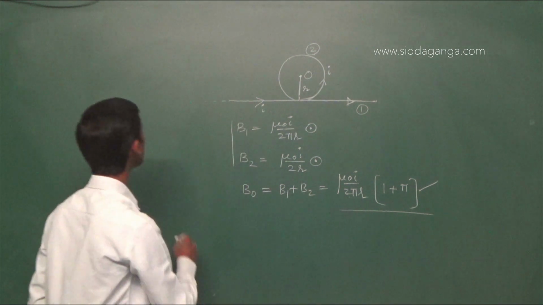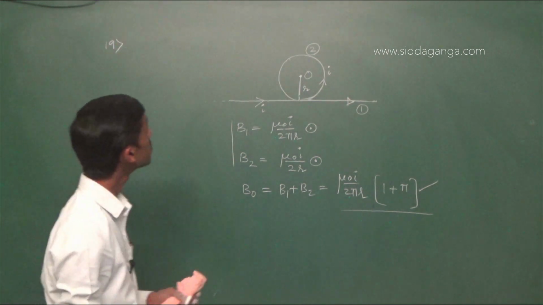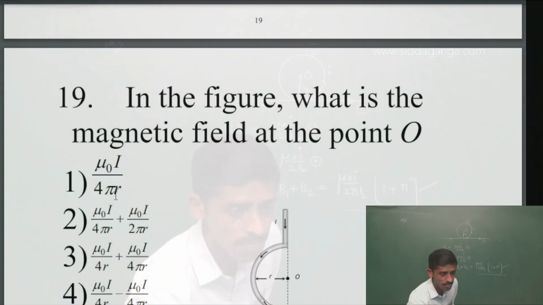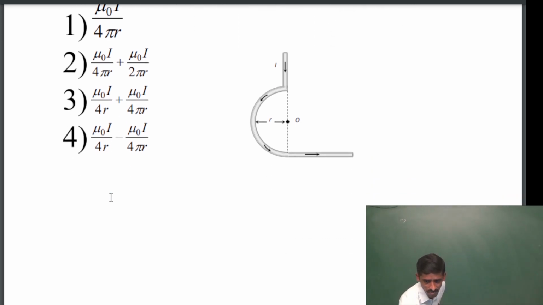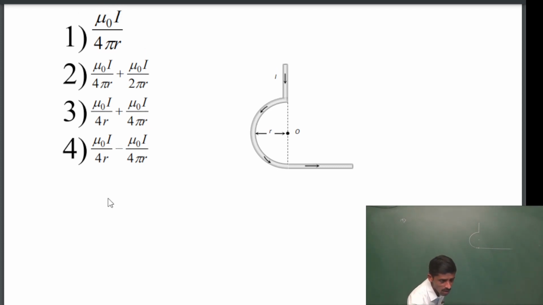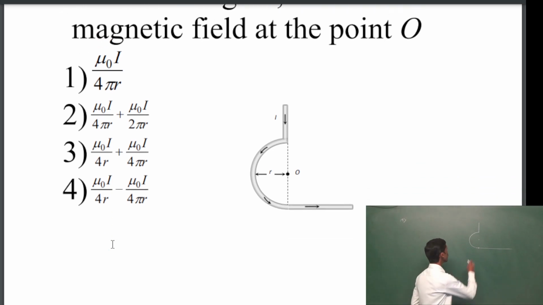So question number 19. In the figure, what is the magnetic field at the point O? So here another configuration is given. In that configuration, you can see the configuration is like this. What is the magnetic field at the point O? So this is the point and the direction of the current, and the strength of the current is I.